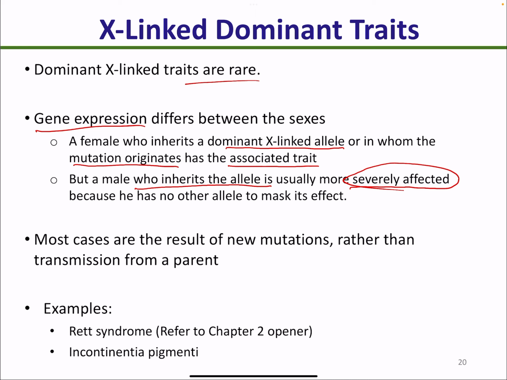Which is a major issue for the dominant allele. So most cases of the dominant allele are going to be the result of de novo mutations. These are new mutations that occur that were not there before, right? Now, some examples of these cases are Rett syndrome.